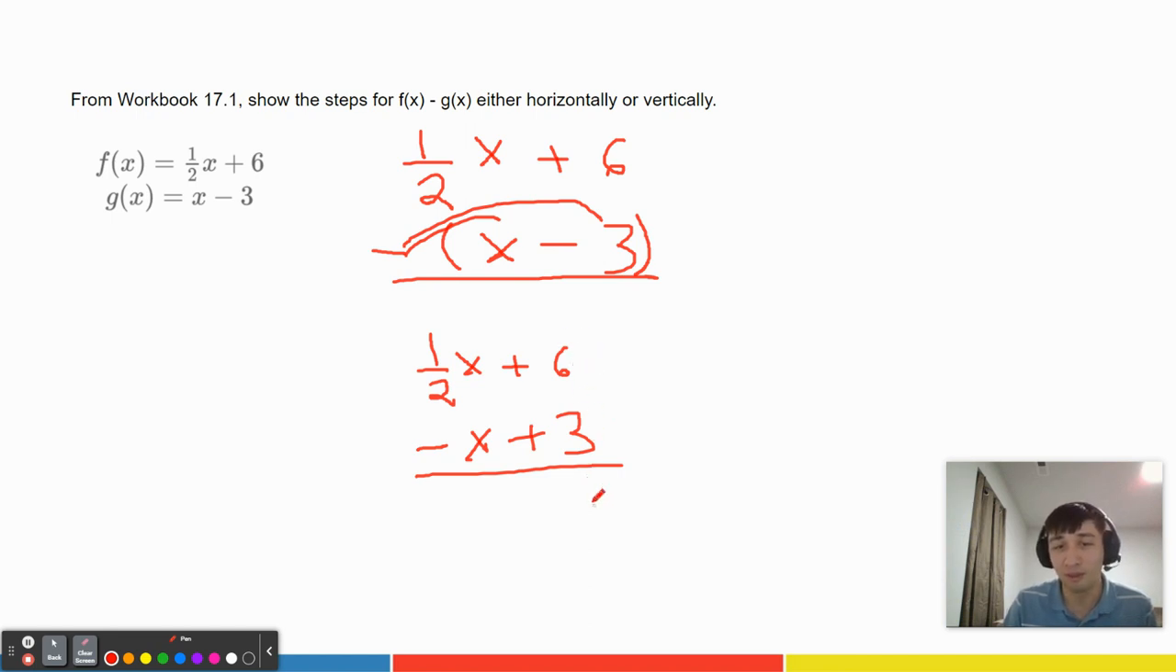So I have 6 and 3, which makes 9. And then over here I have a half x, and I'm taking away x, so that's a half minus 1. So again, we're going to get negative 1 half x. Now, again, both methods, the vertically or horizontal method, both are good. It's just kind of whatever your preference is.